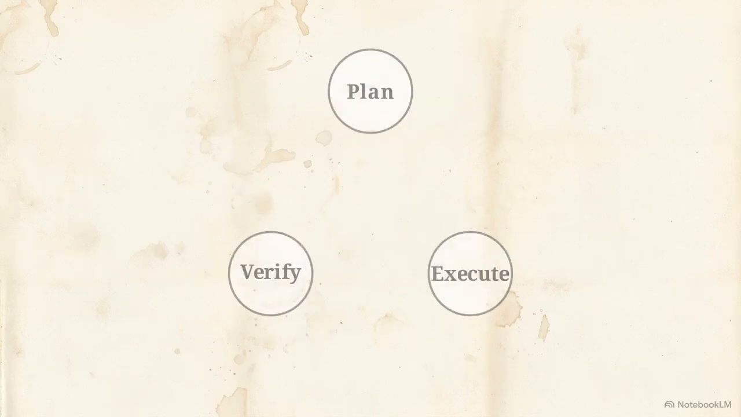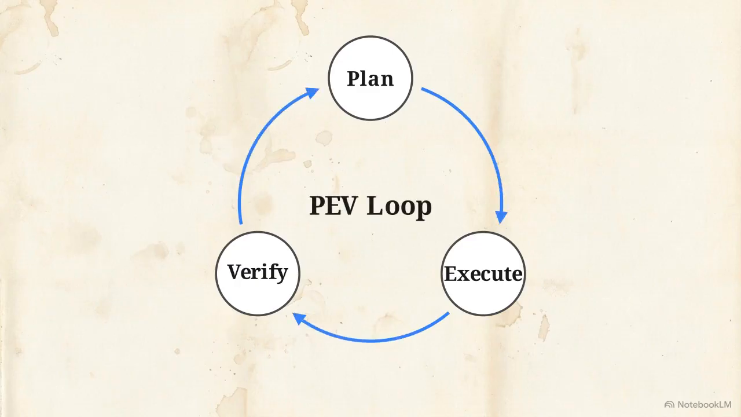The core mechanism driving this platform is the plan, execute, verify, or PEV loop, replacing the traditional pull request cycle. When verification fails, it doesn't wait for developers. The failure triggers automatic AI replanning at machine speed, requiring zero human intervention.